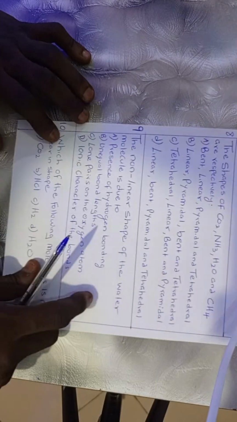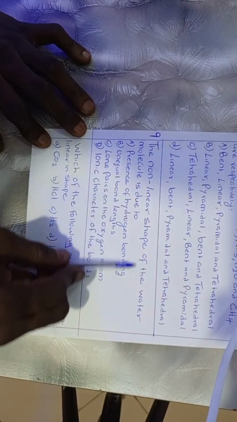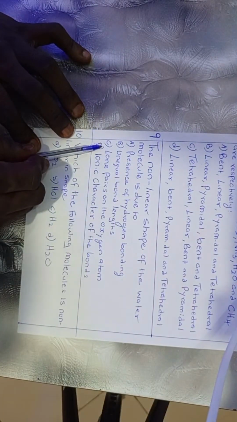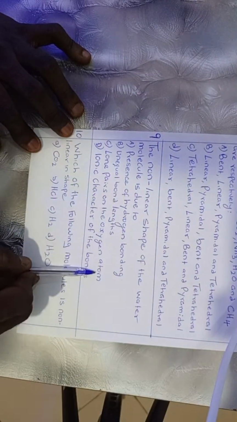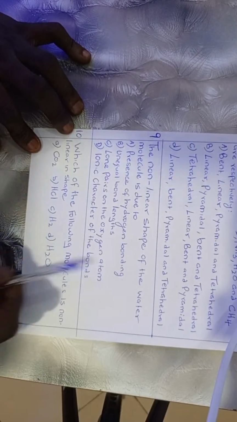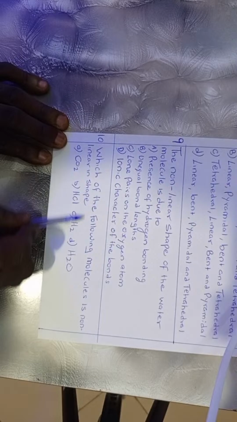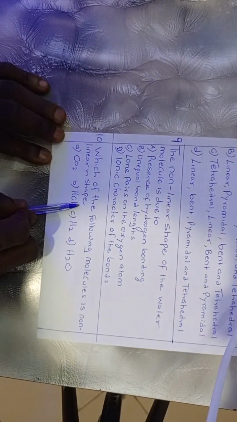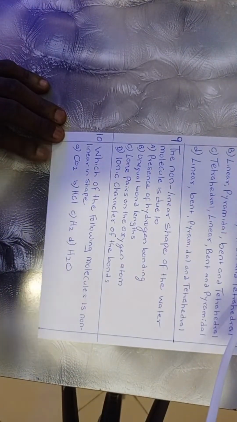Now, going to question number 9, it says the nonlinear shape of the water molecule is due to... The correct answer here is option C, lone pairs on the oxygen atom. Now, the last question for today is question number 10. It says, which of the following molecules is nonlinear in shape? Now, what is nonlinear? Nonlinear means which of the following molecules is not linear?